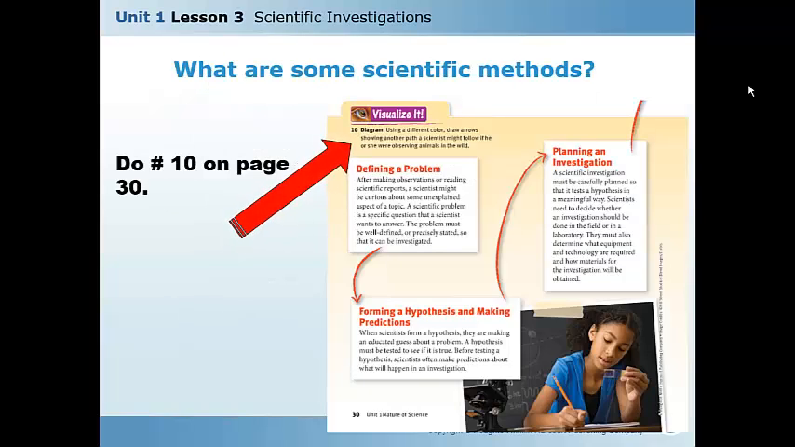Right now, I want you to go to page 30 and do number 10. You're going to diagram. You're going to use a different color to draw arrows showing another path that a scientist might follow if they were observing animals in the wild. So it may not be that they define a problem, make a hypothesis, do the investigation, do the data, make the conclusion. Could it happen in a different order?